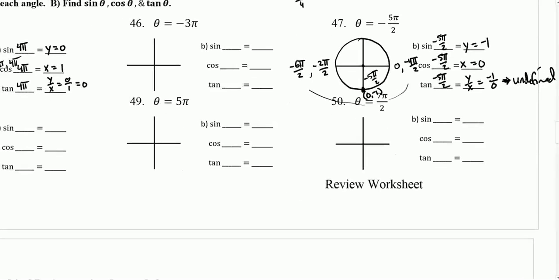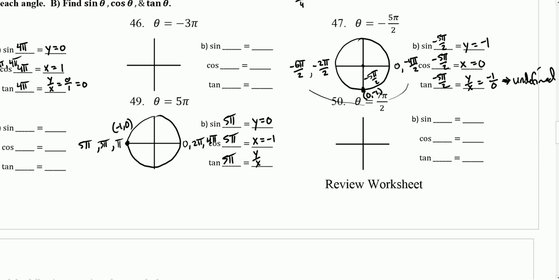49, 5 pi, well, here's 0, pi, 2 pi, 3 pi, 4 pi, 5 pi. Pi is 180 degrees, so we just keep going half circle until we end up at 5 pi, which is at the coordinate negative 1, 0. So sine of 5 pi is your y coordinate, which is 0. Cosine of 5 pi is your x coordinate, which is negative 1. Tangent of 5 pi is your y over x, which is 0 over negative 1, or 0.